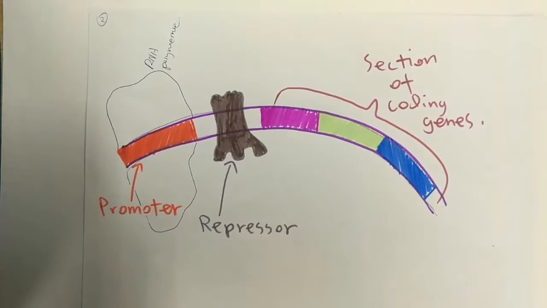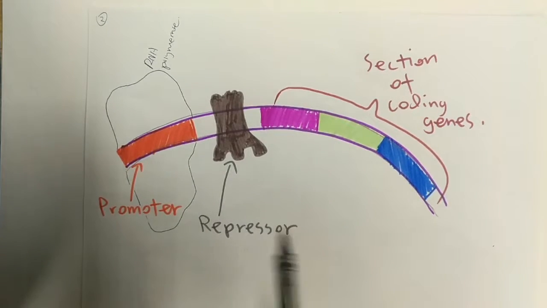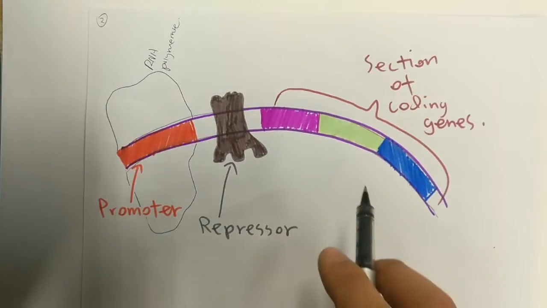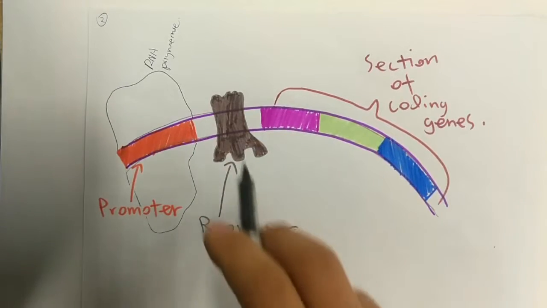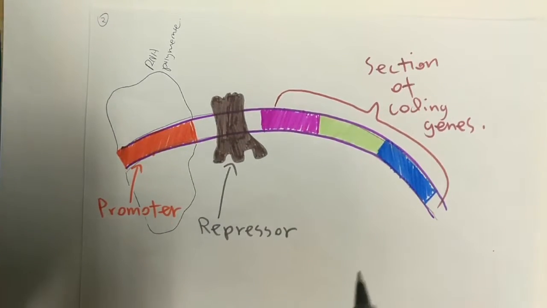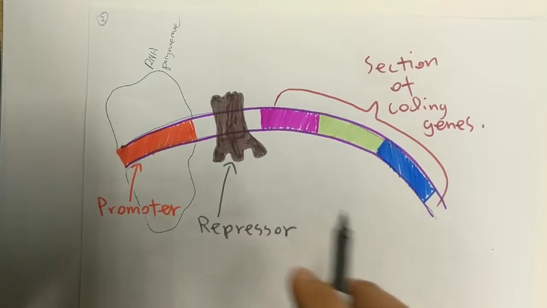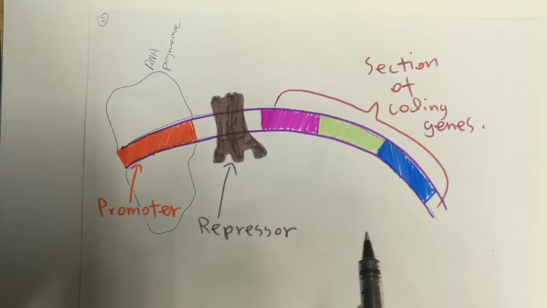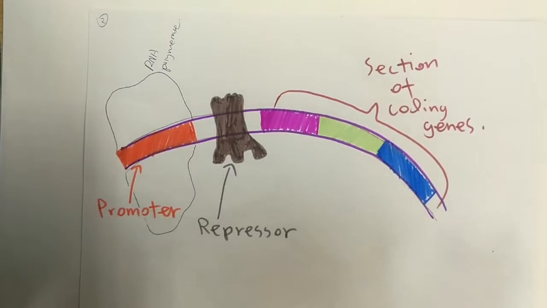Gene expression is regulated by specific proteins binding to specific base sequences on the DNA. For example, the promoter. The promoter initiates transcription when RNA polymerase binds to it, and RNA polymerase is a protein. Other examples include silencers and enhancers. Silencers decrease the rate of transcription, and enhancers increase the rate of transcription when certain proteins bind to them.